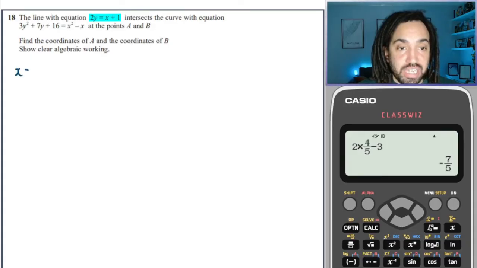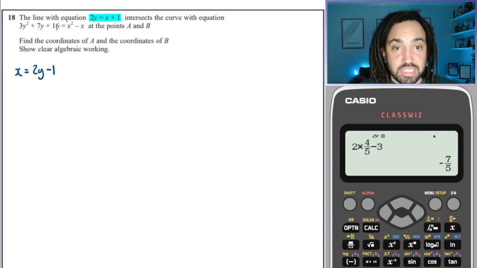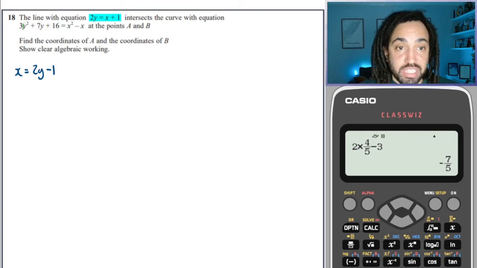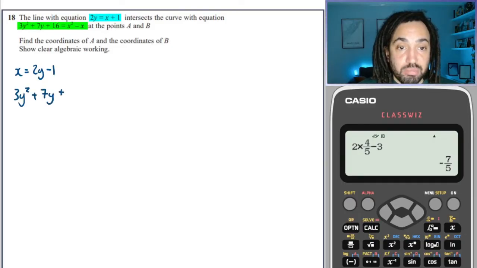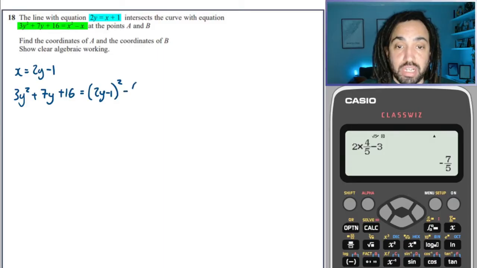Easiest thing to do here is make x the subject, so we don't need to divide. Let's minus 1 to both sides, gives me 2y minus 1. Next, we replace all the x's in this quadratic equation with the 2y minus 1. So we write it out, 3y squared plus 7y plus 16 is equal to x, we replace with 2y minus 1, and because it's x squared, we square it. Minus x we replace with 2y minus 1.